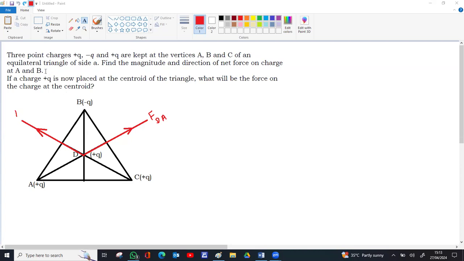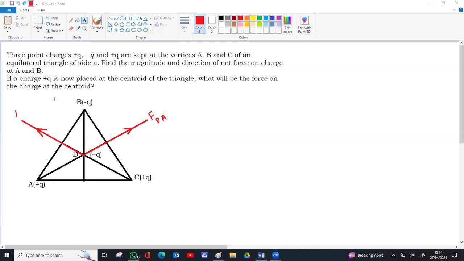This question is done in another video in the playlist. If needed, we'll just check at the end of the video after doing the second part. So we are doing the second part first. In the second part, there is no charge at D. In the second part they are asking, another charge plus Q is now placed at the centroid of the triangle.